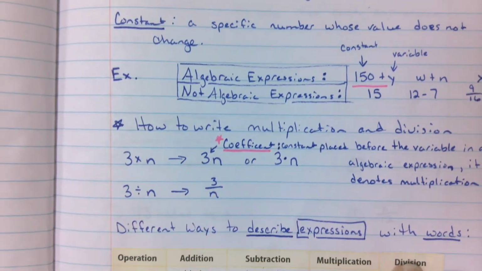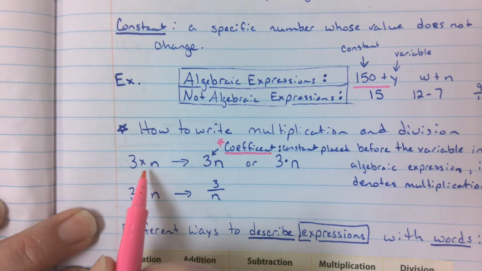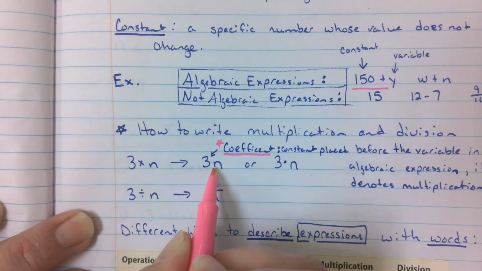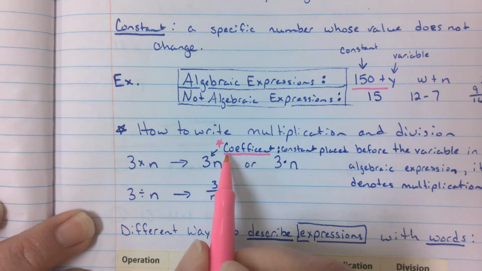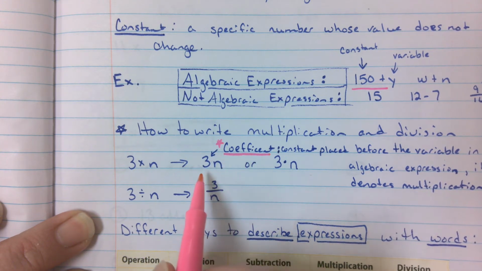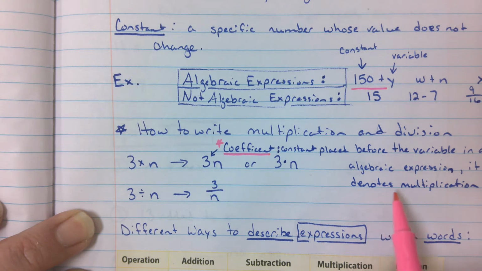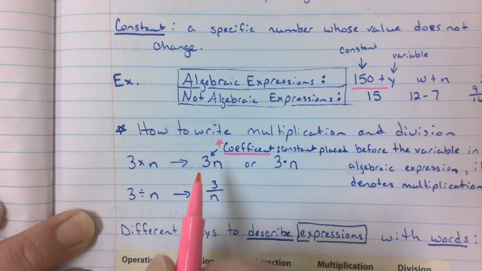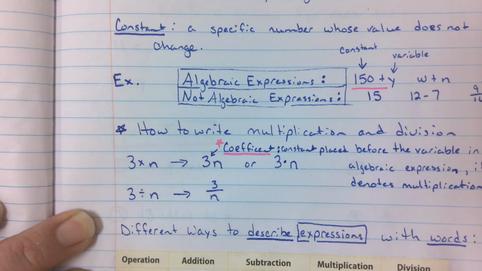So we're going to look at ways to write multiplication and division. You're used to seeing 3 times n, 3 × n. We're going to write this now as 3n. And when it's written like this, that 3, that constant, is called a coefficient. If you hear me use the word coefficient, that means the number in front of or to the left of the variable. So it's the constant placed before the variable in an algebraic expression, and it denotes multiplication. You're not going to see any signs or symbols here. You're going to have to know that when I see a coefficient and variable together like this, that means 3 times n.